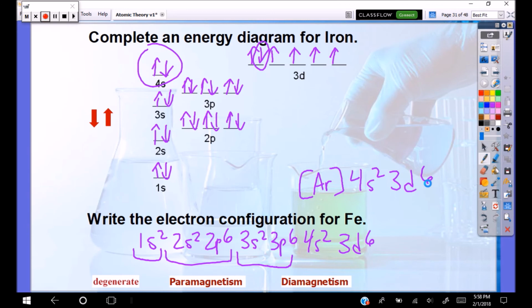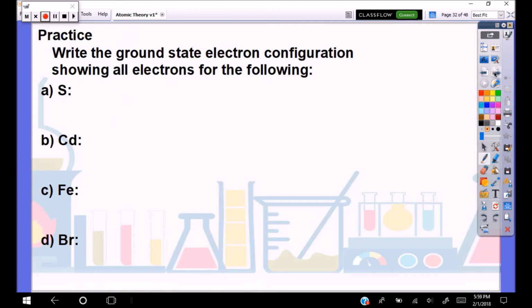Okay. A brief mention of diamagnetism and paramagnetism. Diamagnetism means it's not magnetic. When you have a diamagnetic atom, we're looking at things where all of the electrons are paired. When you put it in a field, if everything's paired up, there can't really be any interaction. But if it's paramagnetic, that's when you have single electrons that are unpaired. Those things tend to interact with a magnetic field.